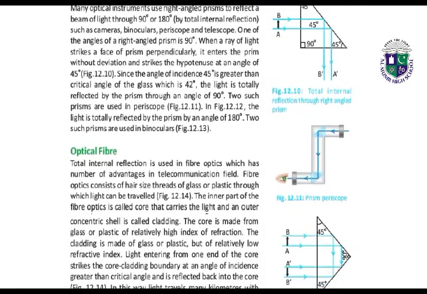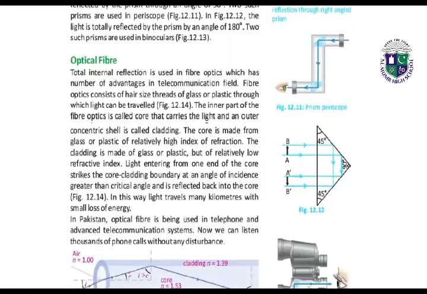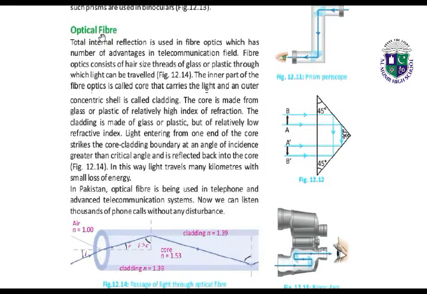Next application is optical fiber. It is a modern invention. Total internal reflection is used in fiber optics, which has a number of advantages in the telecommunication field. Fiber optics consist of hair size thread of glass.